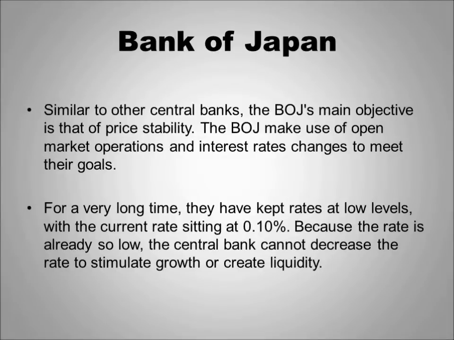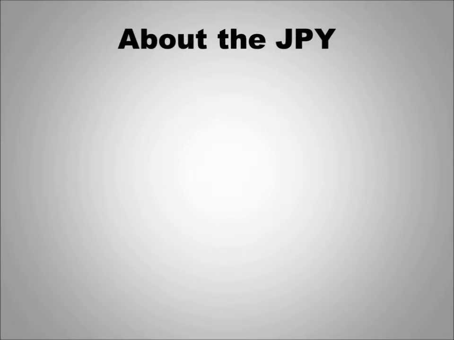Okay, so let's talk about the Bank of Japan. That's the central bank created by the Japanese government. It's similar to other central banks. The Bank of Japan's main objective is that of price stability. They make use of open market operations and interest rate changes to meet their goals. Also, they keep their interest rates at low levels. And currently, the interest rate is at 0.1%. Now, because the rate is already so low, the central bank cannot decrease the rate to stimulate growth or create liquidity. So 0.1%, that's as low as they can go.